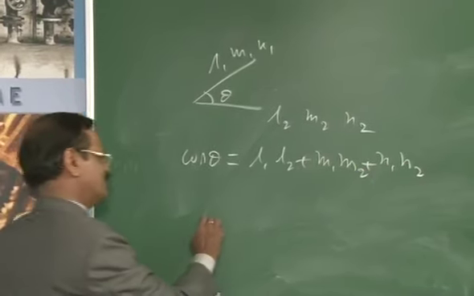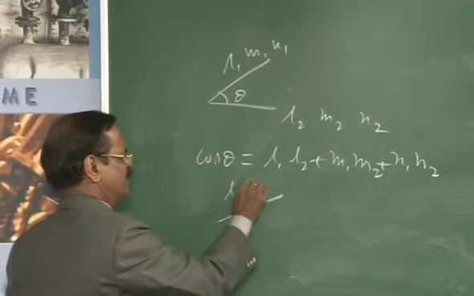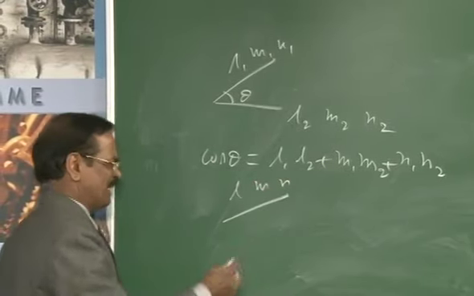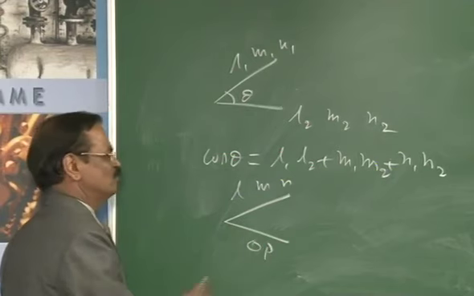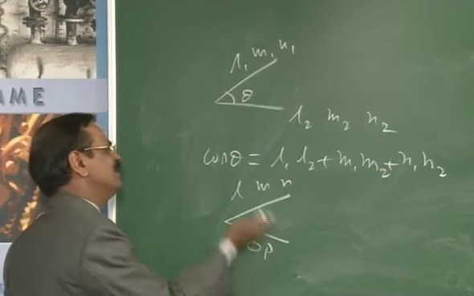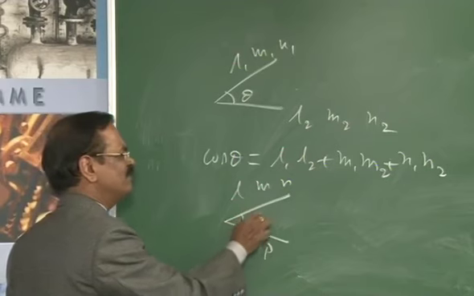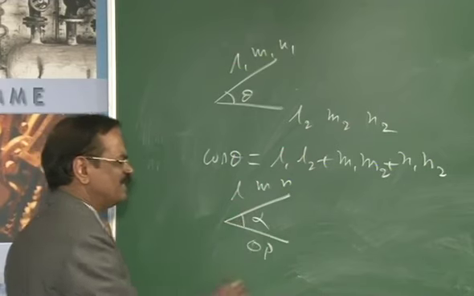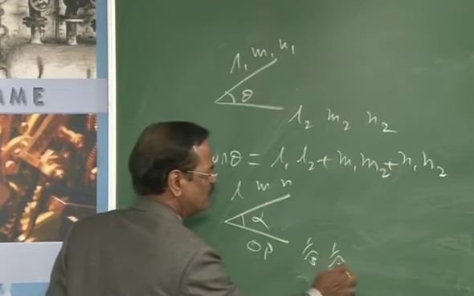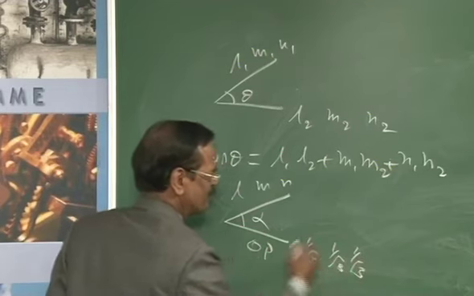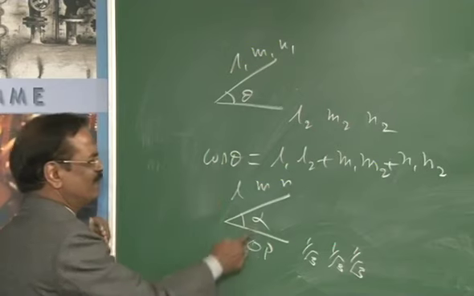Now, there is some line whose DCs are LMN. I have another line, that is the diagonal OP. OP makes an angle alpha with this line, that is my assumption, I will take it as alpha. Here the DCs of OP are known, it is 1 by root 3, 1 by root 3, 1 by root 3. Then, based on this formula, I will get cos alpha.